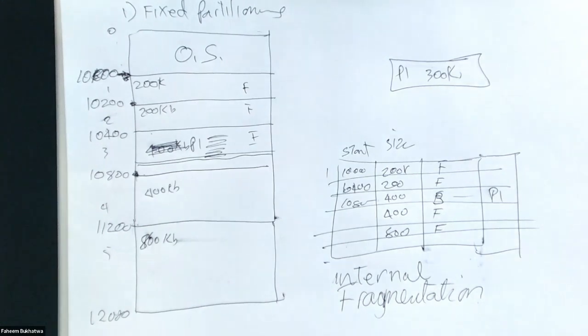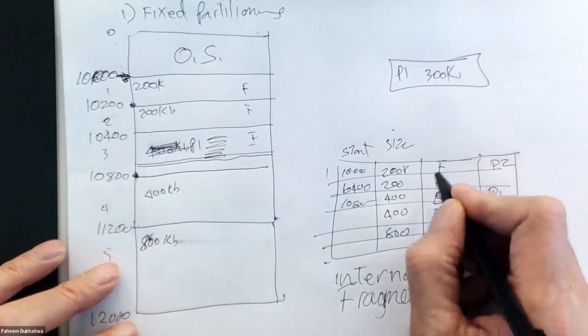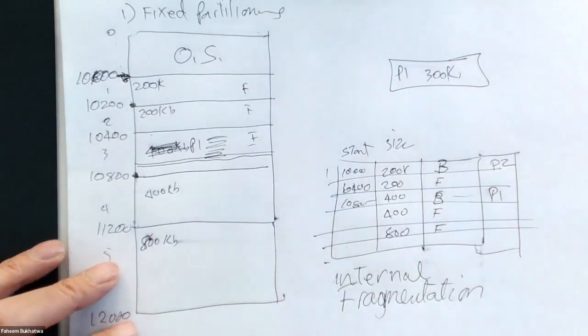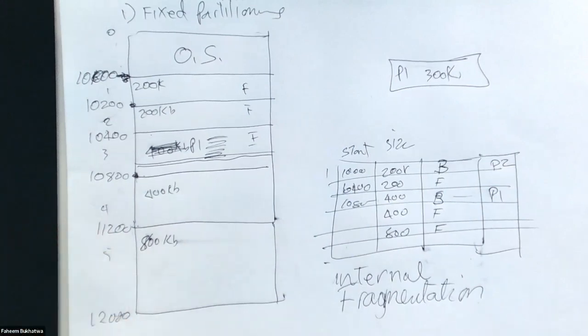We have a program that's 150K. We go through the partitions. This is the first partition. It's 200K. It will fit. But is it free? Yes, it is. Well, then put it there. So program number 2 is placed in there, and now we mark it as busy. And so on. A program will finish later on, so we can mark it free.